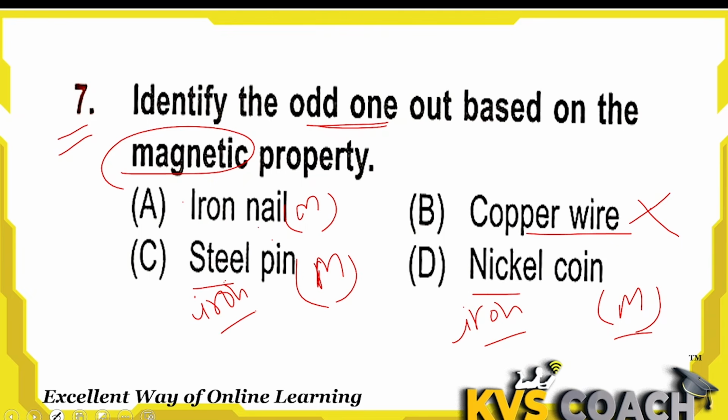Do you know what alloys are? Alloys are a mixture of two or three metals together. Steel is also a mixture of two or three metals and iron is one of them. Nickel is again a mixture of metals, and iron is also one of the metals among them. That's why steel and nickel are both alloys of iron, and that's why they have magnetic properties. But copper is not an alloy. This is a pure metal, and copper does not have any magnetic property. So the odd one out is copper wire. B is the right answer here.